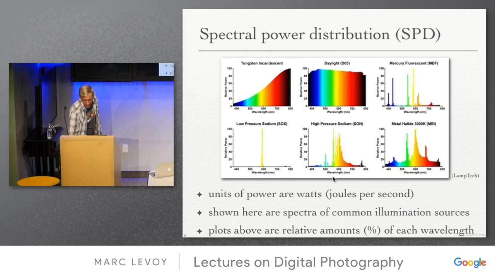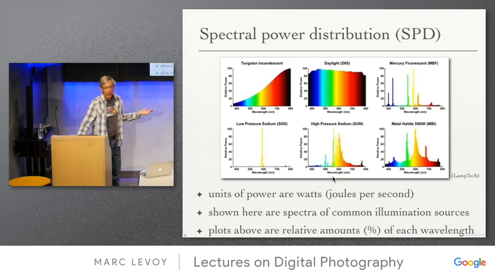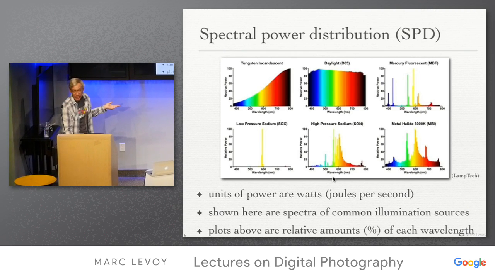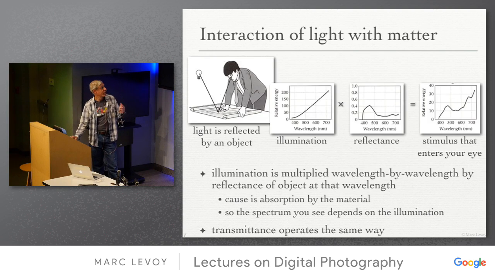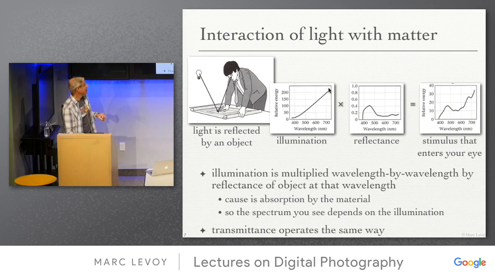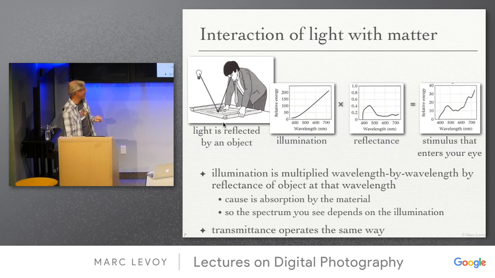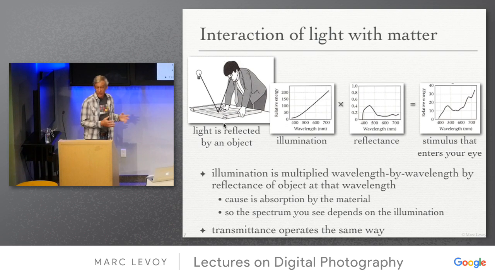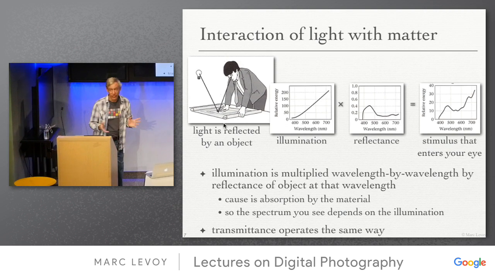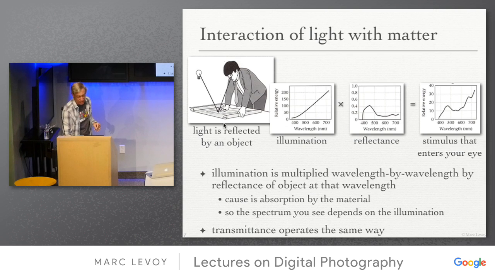All right. So what's important to us as photographers about this is what happens when this light interacts with objects. The way to think about that is you take the spectrum of the illumination and you multiply it at each wavelength by the reflectance of the object. And that yields the stimulus that enters your eye, because it's this sort of situation. The cause is absorption by the material, although there are some materials with more exotic properties. Transmittance works the same way.